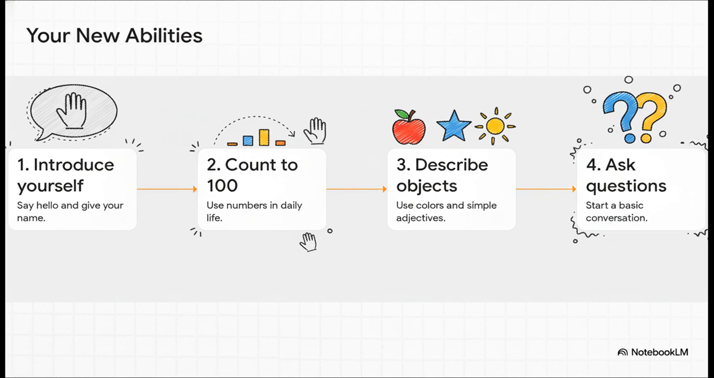First, you can introduce yourself. You can say hello and give your name. Hello, I am. Second, you can count all the way from 1 to 100. Third, you can describe simple objects. You can use colors and say something like, it is a red book. And fourth, you can ask basic questions to start a conversation with anyone. You can ask, what is your name and how are you? This is a fantastic achievement for just one lesson. You really should be very proud of yourself.